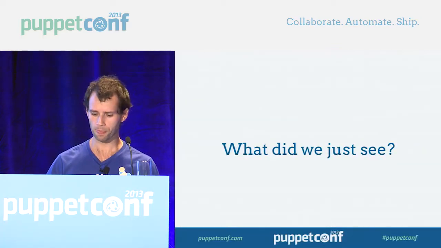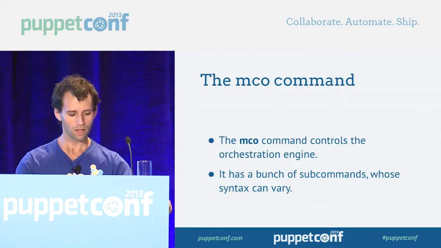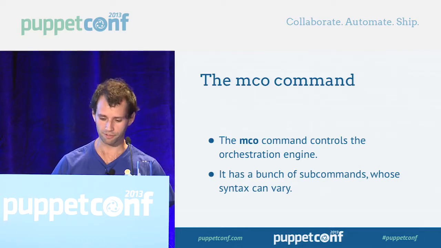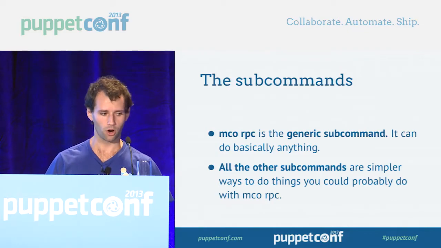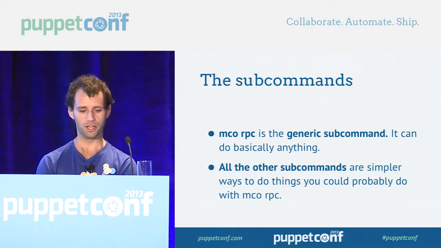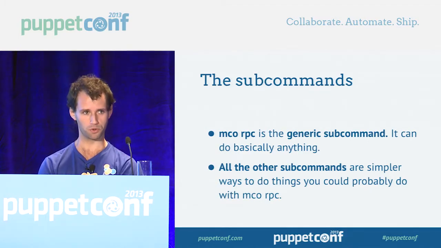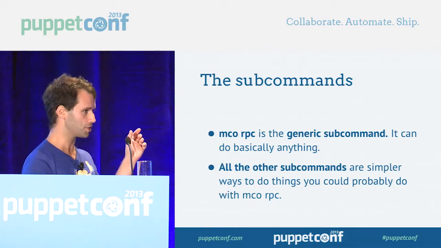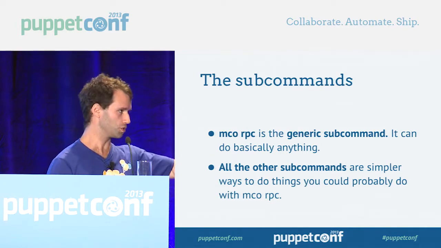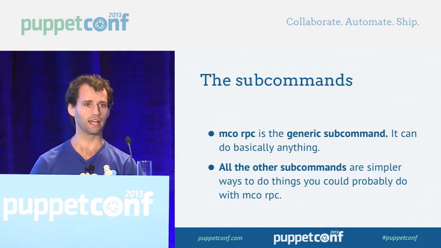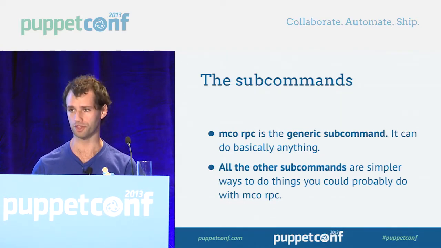So what did we just see? We were using the mco command, which controls the orchestration engine from the command line. It has a bunch of subcommands whose syntax can vary. And we're going to run through a couple of those right now. The mco RPC subcommand is the generic one. It can actually run any action from any plugin. The syntax is sometimes a little bit verbose. When you're doing one of those, it's mco RPC, the name of the plugin, the name of the action, and then a series of input equals value pairs, and then any actions or filters. All of the other subcommands are often just simpler ways to do things you could already do with mco RPC.